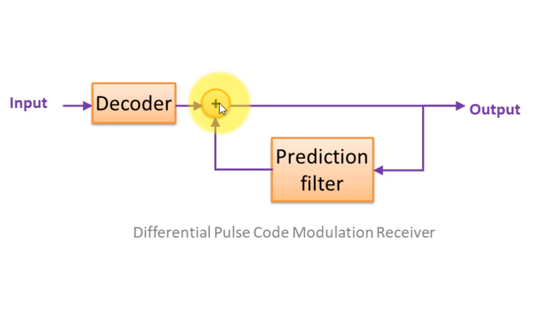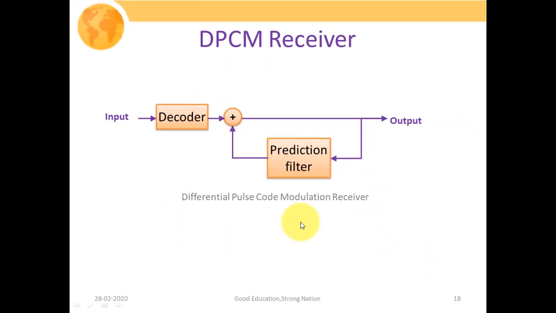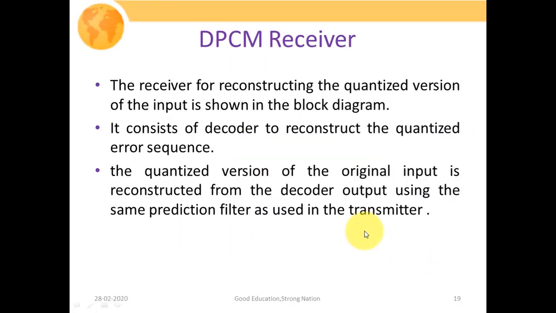The other input to this summer is the prediction filter output that we have used at the transmitting side. The output of this summer is nothing but the prediction filter input, which gets combined with the error signal, and at the output of this summer we get our exact input signal. So this is our differential pulse code modulation receiver, or we could say decoder. Now let us discuss the working of the DPCM receiver in much greater detail.